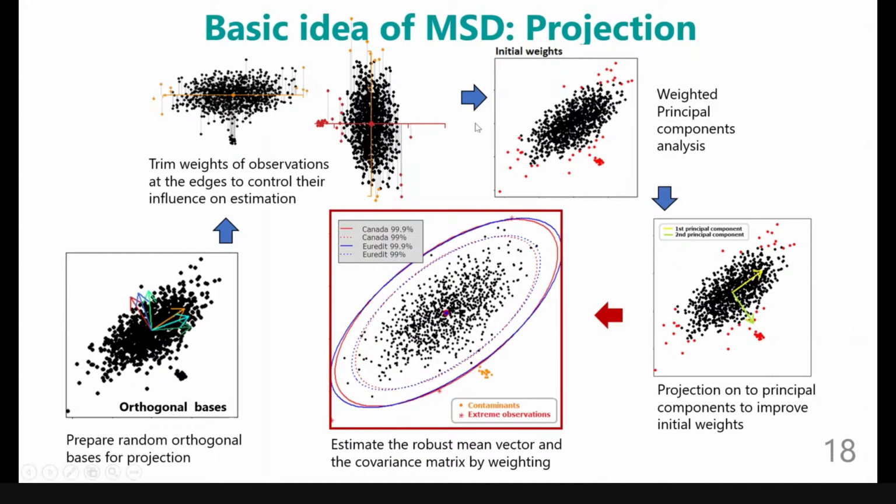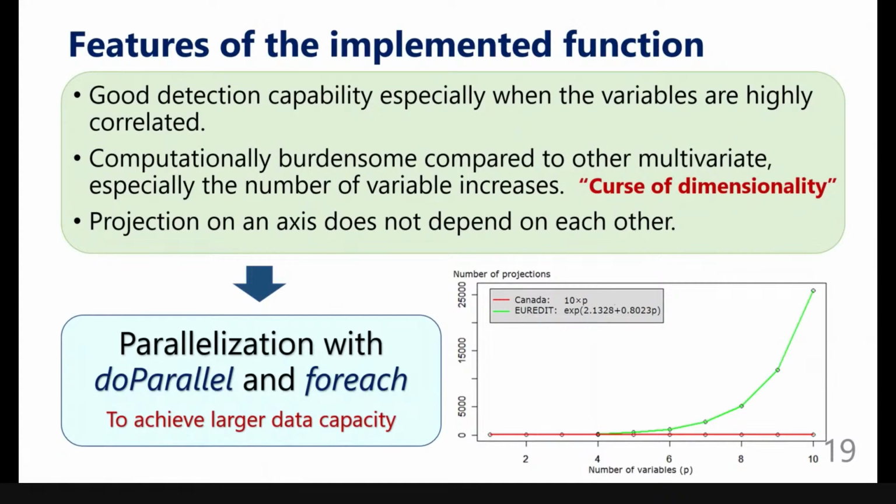Now you may understand that increasing the number of projections improves performance. But it also causes the problem of the curse of dimensionality. The number of projections increases exponentially along with the increase of variables.